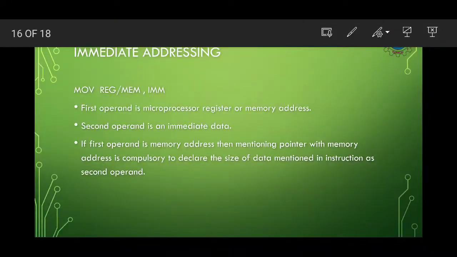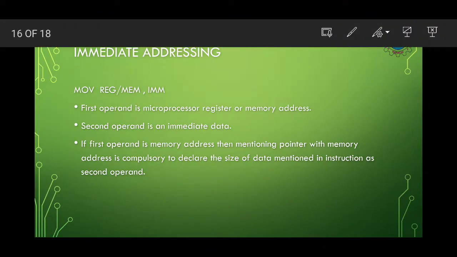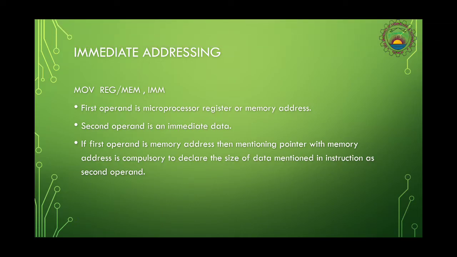After register addressing, the second type is immediate addressing. In immediate addressing instructions, the first operand may be a processor register or memory address, and the second operand will be immediate data. So if the first operand is memory, then a pointer should be mentioned with the memory address to declare the size of the data mentioned after the comma, as the second operand. So it is compulsory to mention a pointer with the memory address if you are having an immediate type of instruction.